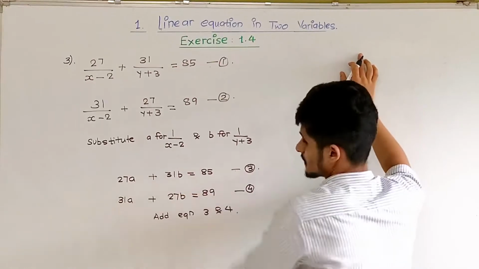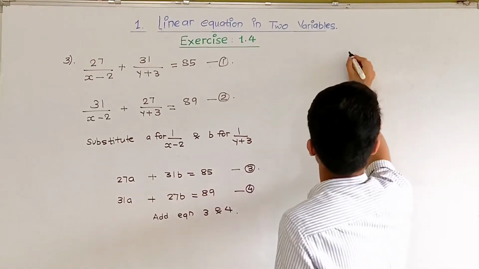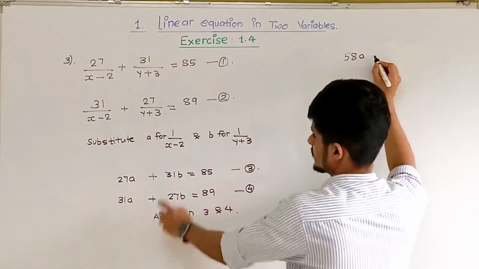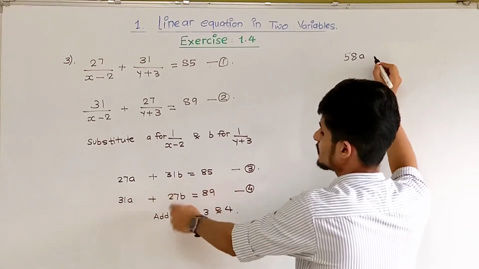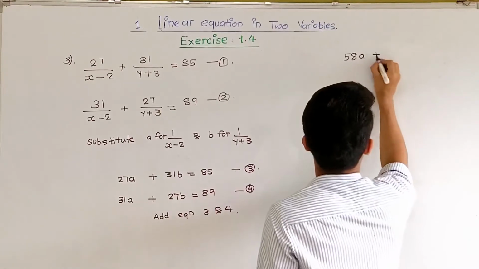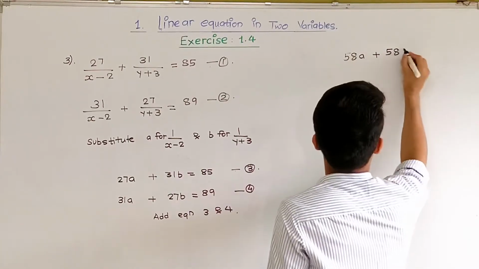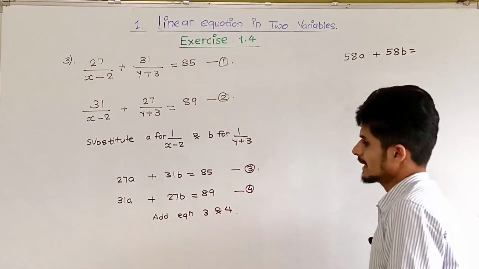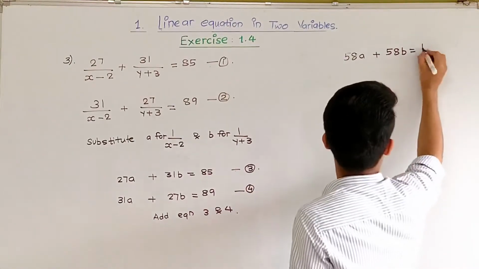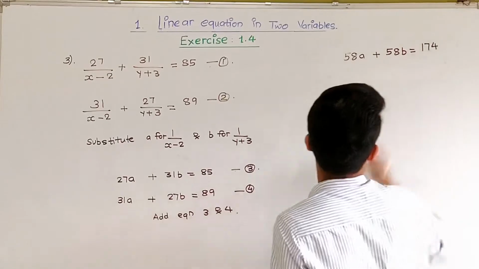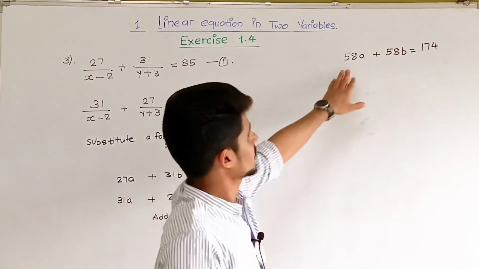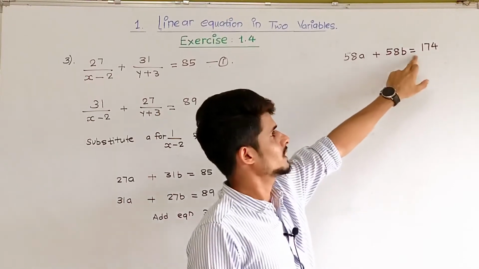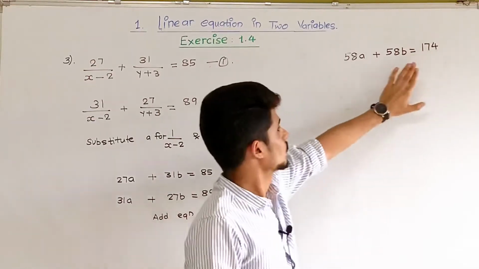27a plus 31a. 27 plus 31 is 58a. Similarly 31b plus 27b is 58b, equals 85 plus 89 is 174. So after adding we get the equation 58a plus 58b is equals to 174.